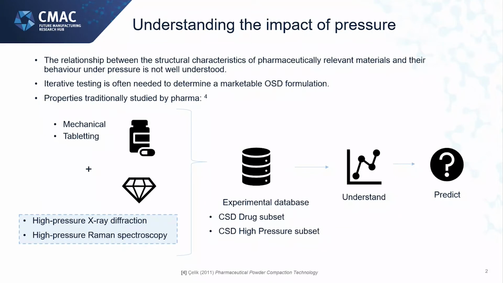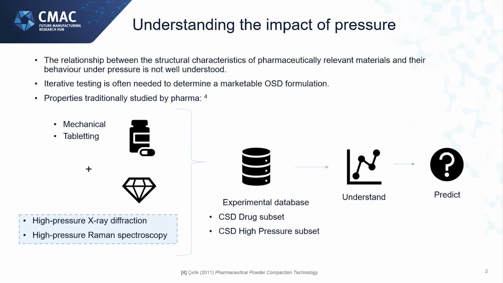Whilst pressure is used, as I've said, at different stages and has a really direct and significant impact on the tablet, the relationship between the structural characteristics of your pharmaceutically relevant material and their behavior under pressure is still not very well understood. Currently, the pharmaceutical industry uses iterative testing to determine an oral solid dosage formulation that will have the adequate mechanical properties for tableting and will also retain the solid form that their scientists want. However, of course, we want to move away from this, because iterative testing requires additional funding, prolonged research times, and an additional amount of starting material.